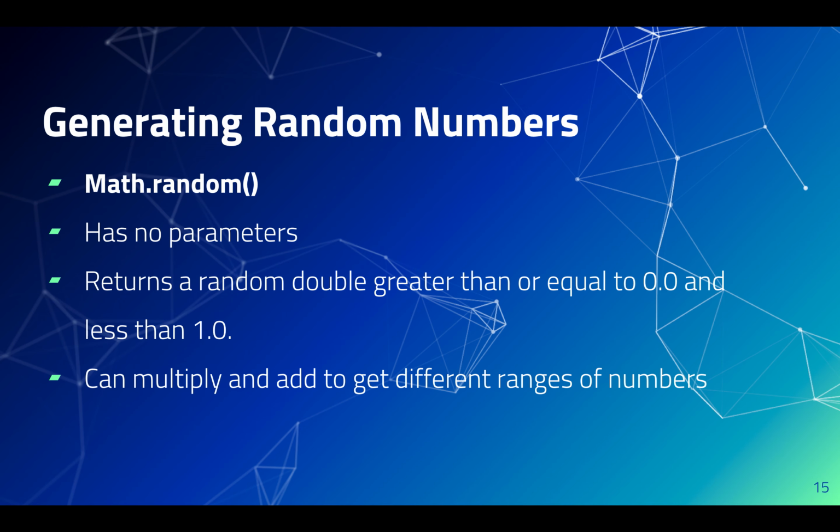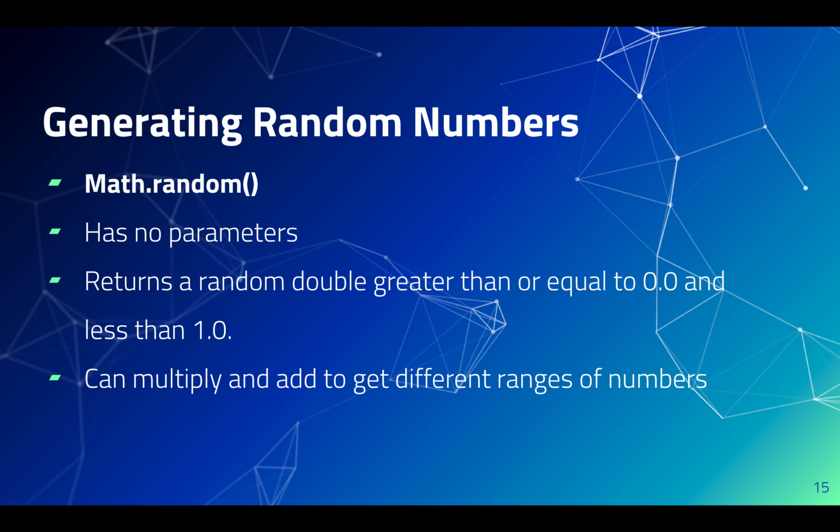So, for example, if we wanted to generate a random number from 0 to 10, we could just take Math.random and multiply it by 10, which would generate, so for example, if the random number was 0.15, after multiplying that by 10, you'd get 1.5, and when you cast it to an integer, you'll just get 1.